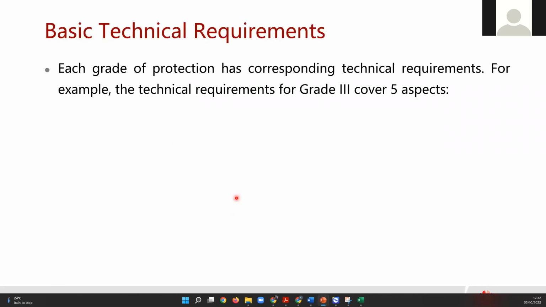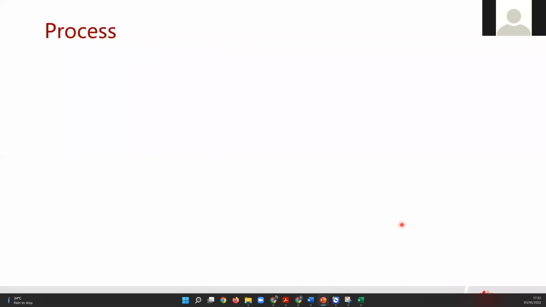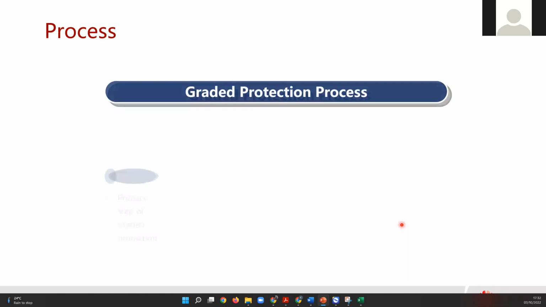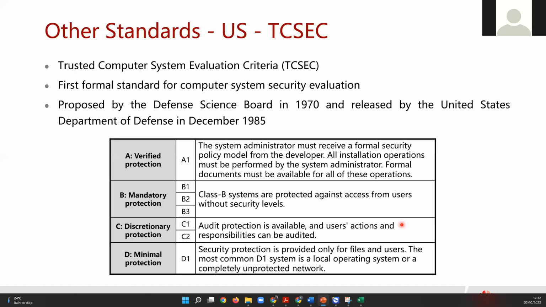So remember, this is the grade of protection, still under graded protection. Again, I've said it has some control points. You can see it's still similar: structure security, access control, security audit, boundary integrity check, network device protection, malicious code, and network device. Anyway, graded protection is still under it. Don't focus too much. You see me not focusing too much on something. Just know that you get to understand some things that are there.